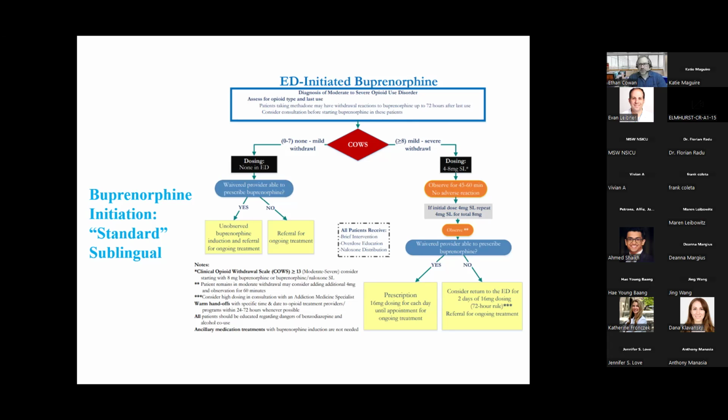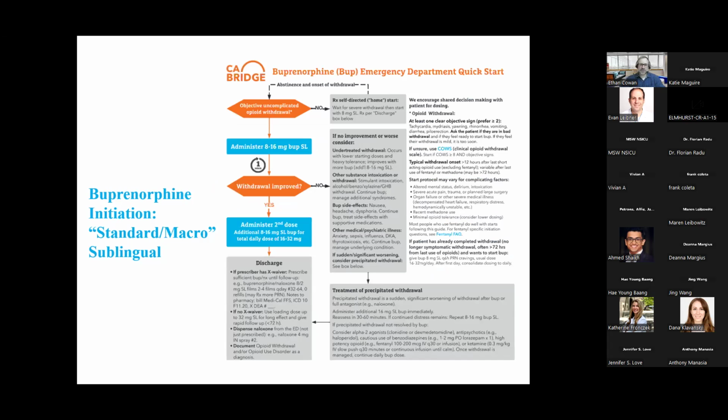So we tend to start with 4 to 8 milligrams. We don't wait as long. We don't wait 2 hours. We wait about half an hour and give another 4 to 8 milligrams with a day 1 max dose of like 12 to 16 milligrams. So this is a protocol that's used pretty commonly across the United States.